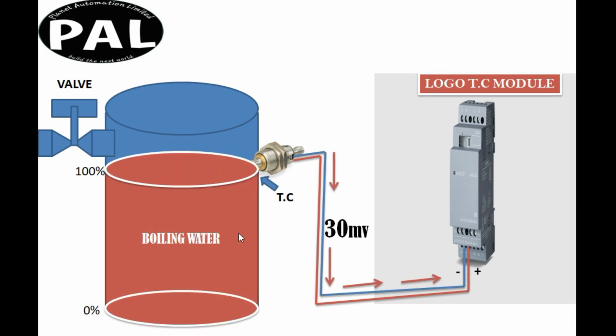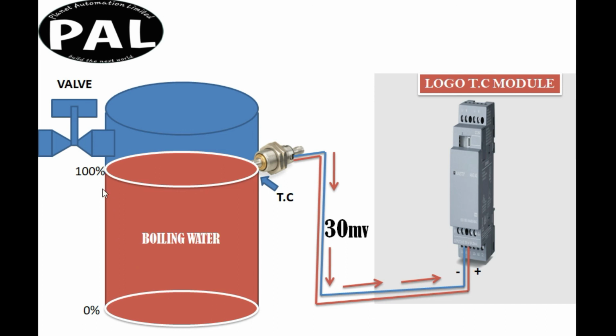This is full boiling water. When you measure your temperature, this level will be 100% of your tank. At that time you want to know how much temperature is in your tank right now. This is the maximum temperature. This is 30 millivolt, actually the minimum range of a thermocouple, and this also corresponds to the 1000 speed range, connected to your LOGO TC modules.